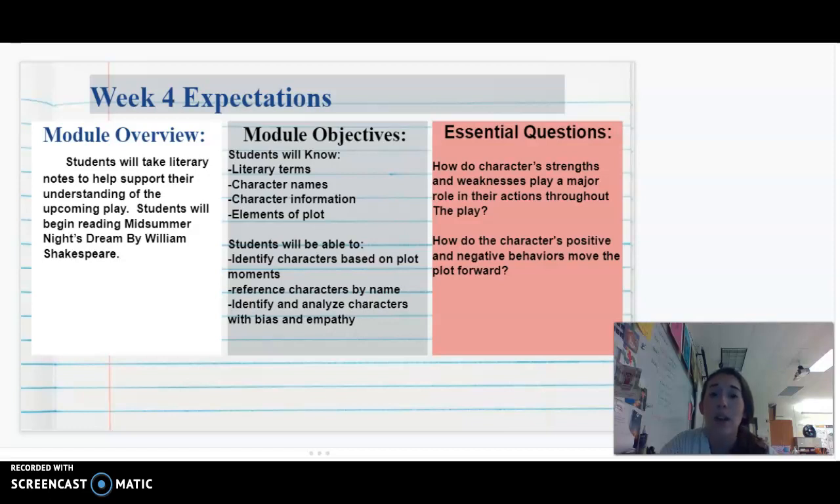But as far as our weekly overview, students are still going over literary notes to help support them with their understanding of Midsummer Night's Dream by William Shakespeare. In this week, students should be able to know literary terms, character names, character information, and elements of plot. Students will also be able to identify characters based on plot moments, reference characters by name, and identify and analyze characters with bias and empathy. How do characters' strengths and weaknesses play a major role in their actions throughout the play? And how do the characters' positive and negative behaviors move the plot forward? Those are our essential questions for the week.